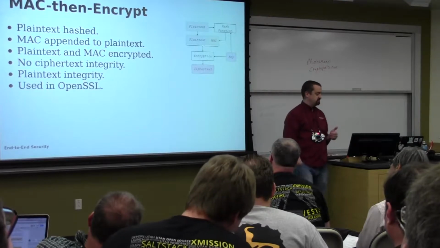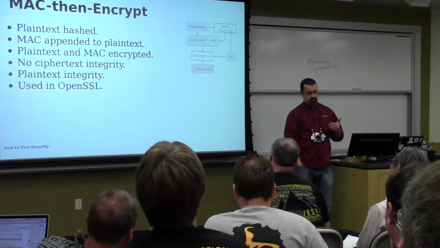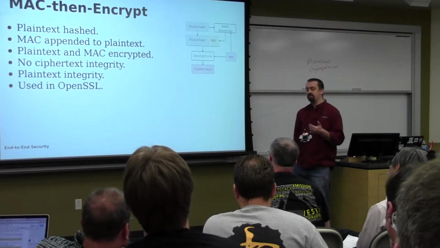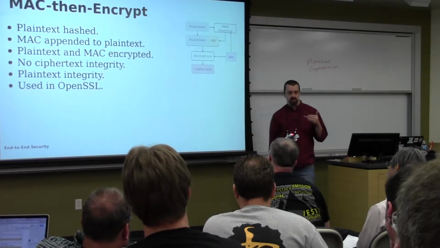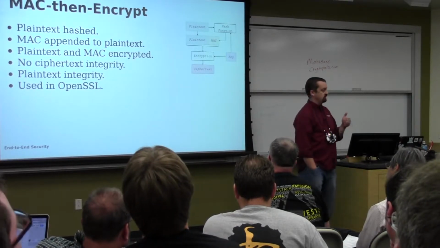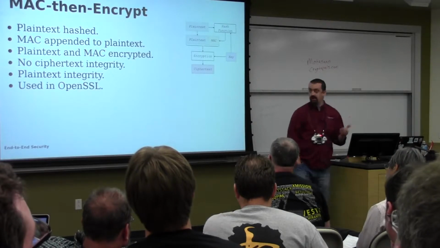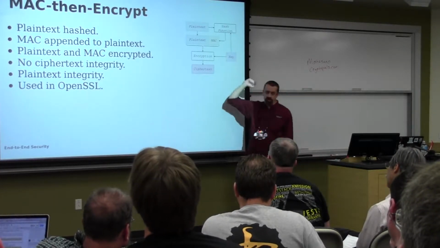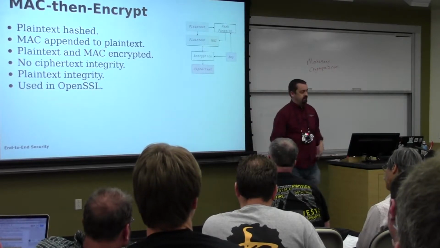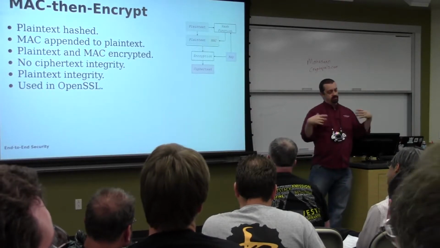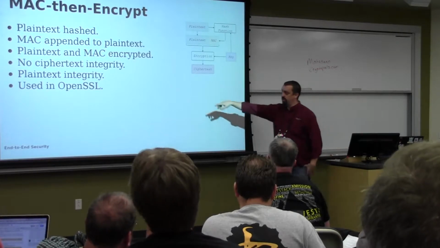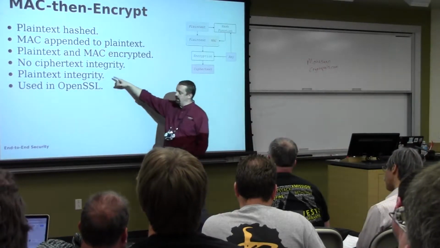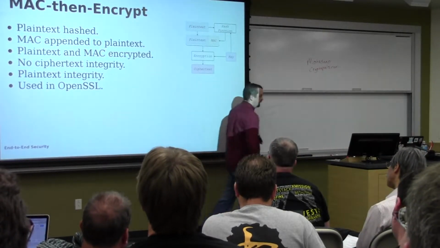When the ciphertext comes on the other end, I receive this ciphertext. I have no way to verify whether or not the bits have been corrupted or manipulated or they've gone missing until I decrypt it and then use the same hash function on the plain text to check the MAC. If the two MACs equal, then the plain text is good. So while I don't have ciphertext integrity, I do have plain text integrity.